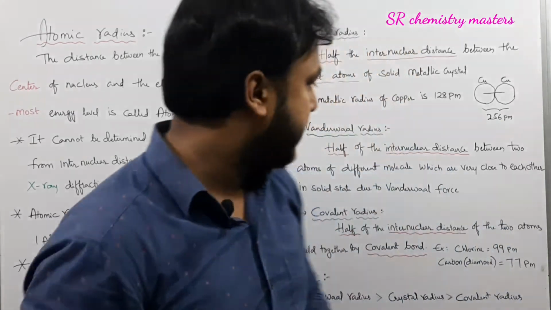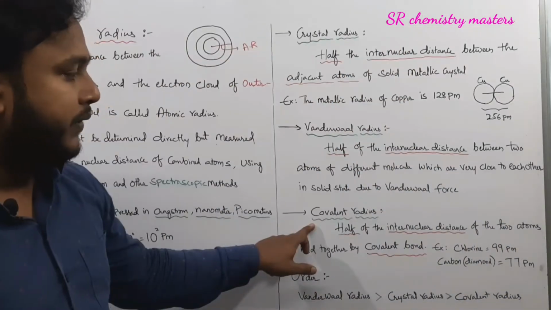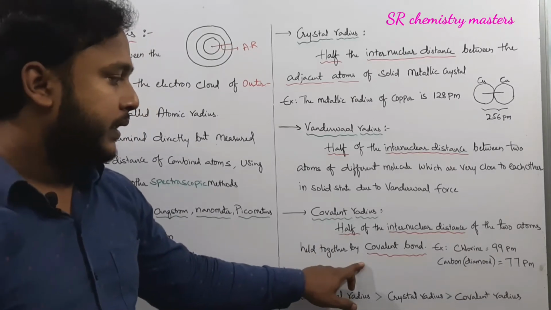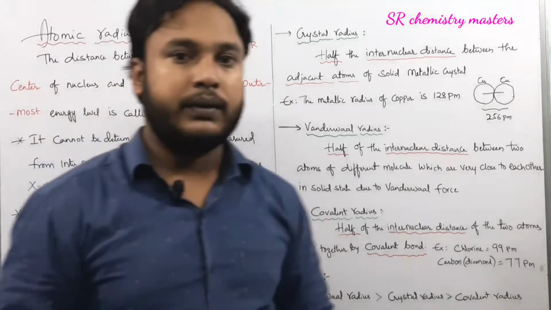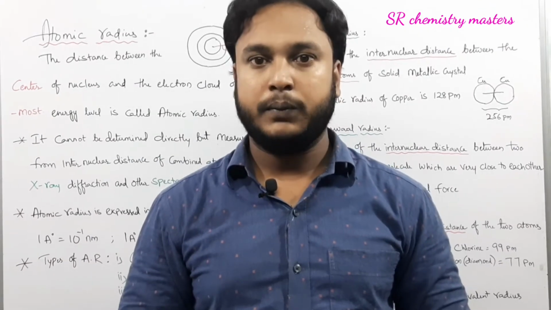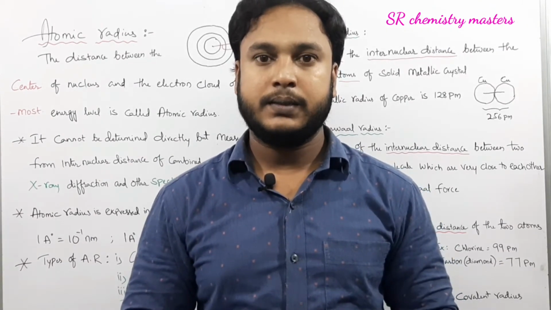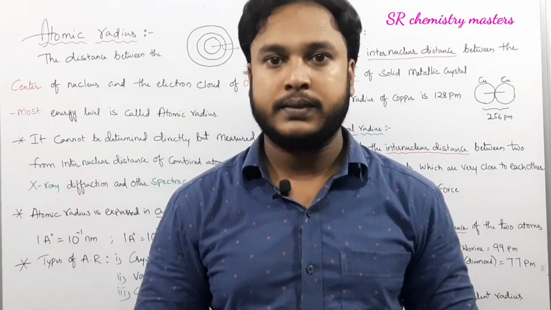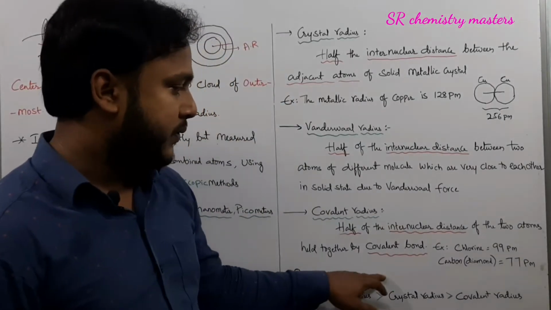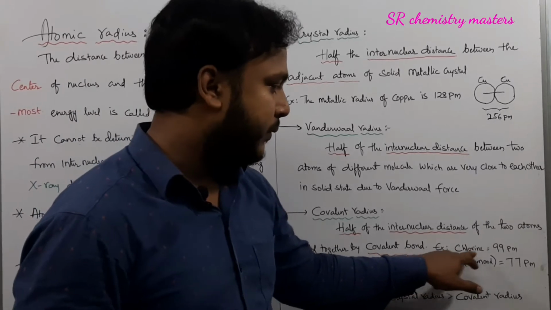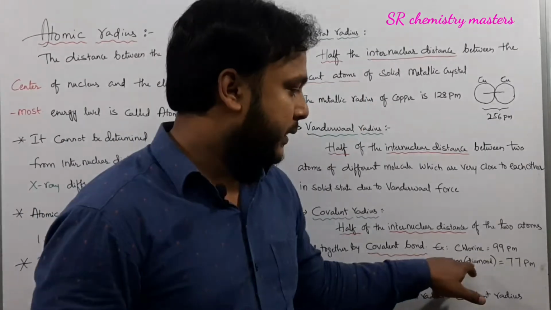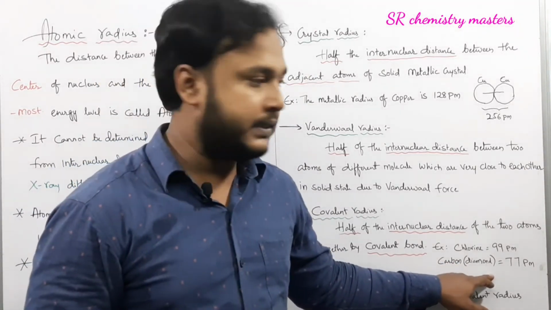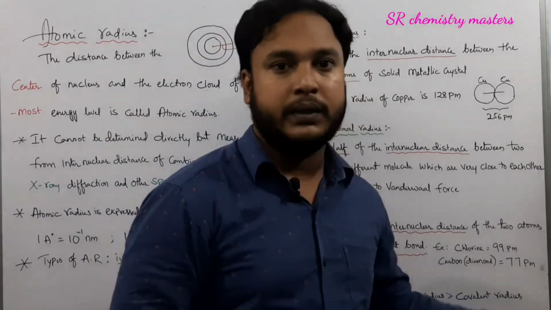The third one is covalent radius. Half of the internuclear distance of 2 atoms held together by a covalent bond is considered as covalent radius. When 2 atoms are covalently bonded, half the internuclear distance between those 2 atoms is considered as the covalent radius. For example, the covalent radius of chlorine is 99 picometers. The covalent radius of the carbon atom present in diamond is 77 picometers.